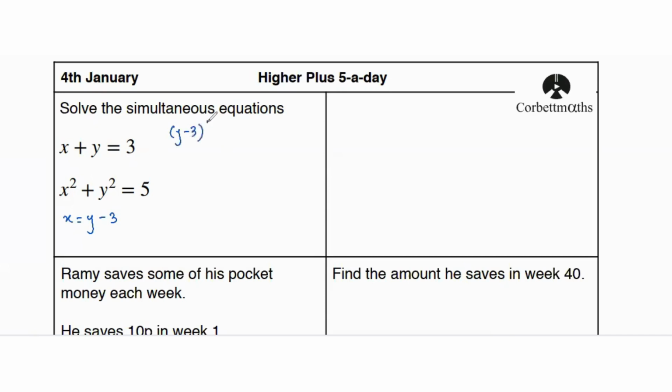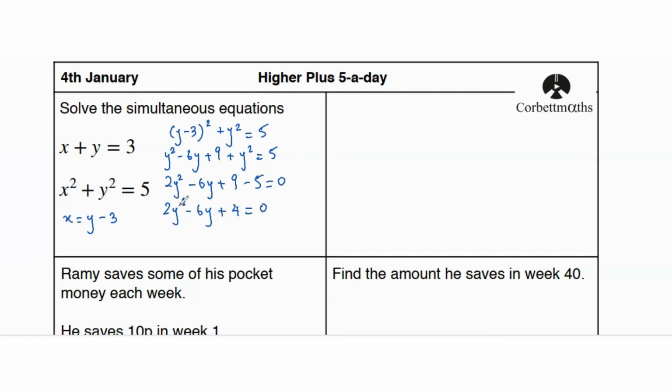Y minus 3 whole squared plus y squared equals 5, which is going to be y squared minus 6y plus 9 plus y squared equals 5. Y squared plus y squared is 2y squared minus 6y plus 9. Bring 5 to the left-hand side, so minus 5. 2y squared minus 6y plus 4.